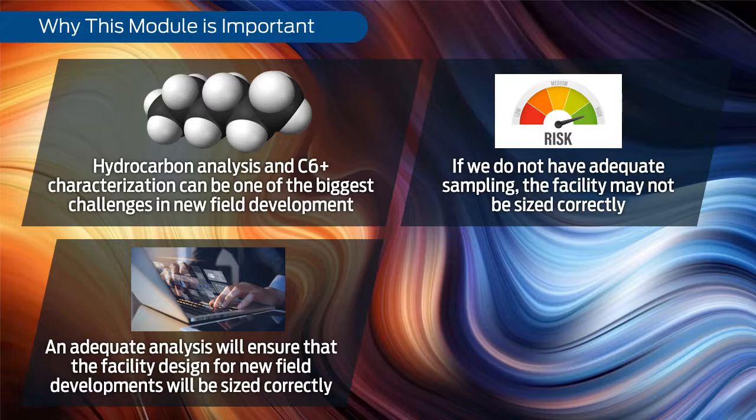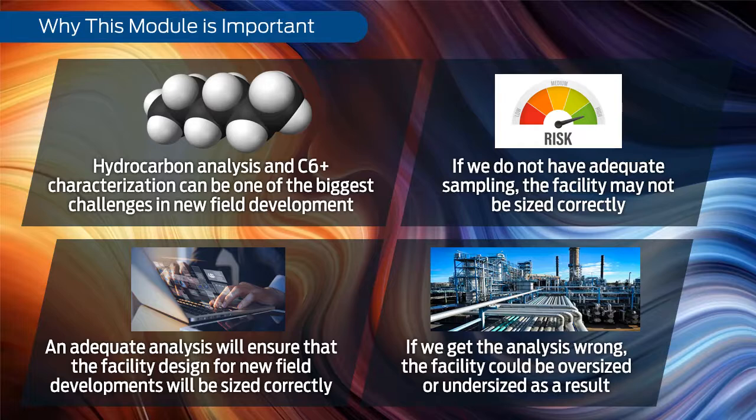An adequate extended analysis and reliable C6+ characterization parameters will ensure that the facility design for new field developments will be sized correctly for the fluid's composition and phase behavior. If we get the analysis wrong, the facility could be significantly oversized or undersized as a result. In addition, you may end up in the two-phase region where you were predicting only a vapor phase. That is particularly problematic as the system would not be designed to handle liquids in that case.